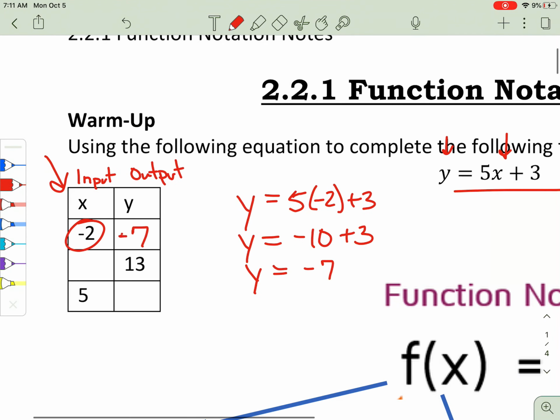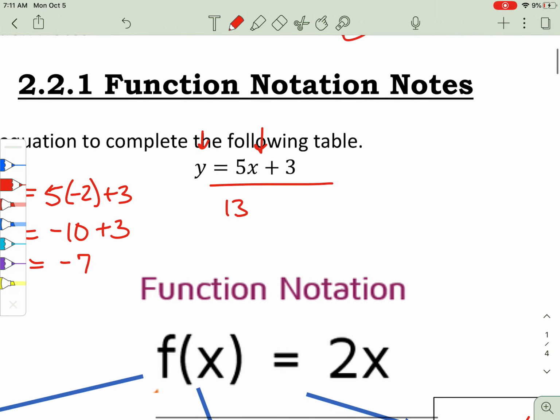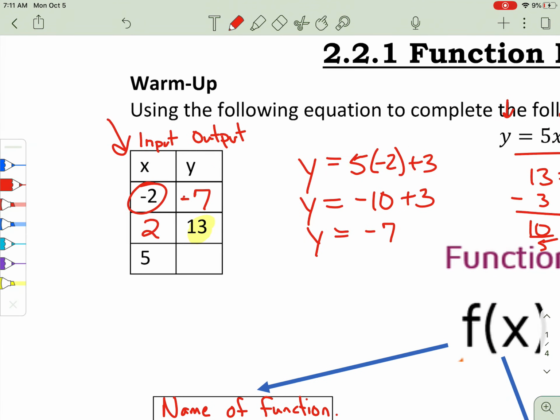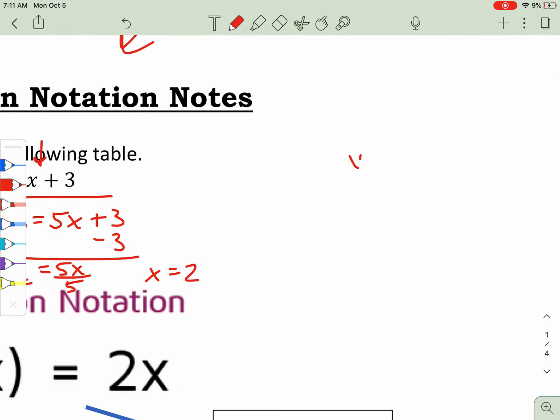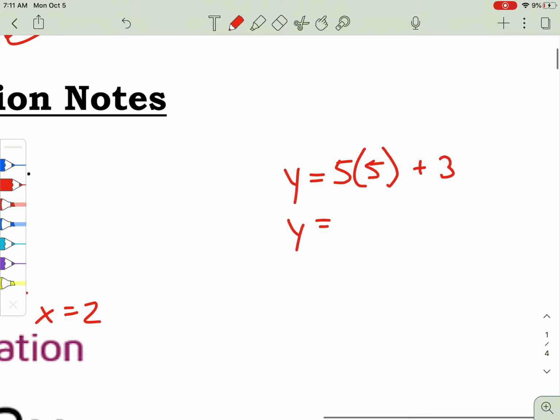Now notice in the second line here, we're given a y value instead, so we have to plug in for y and solve for x. So y is 13, but that's okay, we just work our way backwards. Subtract 3 from both sides, you get 10 equals 5x, divide by 5, divide by 5, and x equals 2. So we have -2 and then 2, 13. And now we have an x again, so we're going to plug in for x. 5 times 5, I think that was, right? Plus 3. So y is 25 plus 3, y is 28.